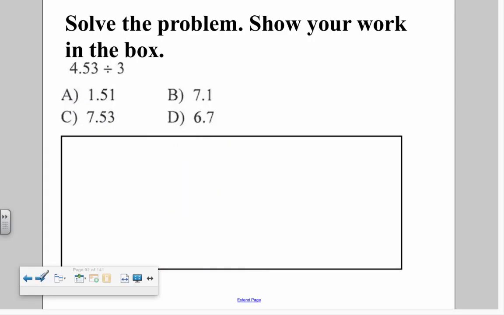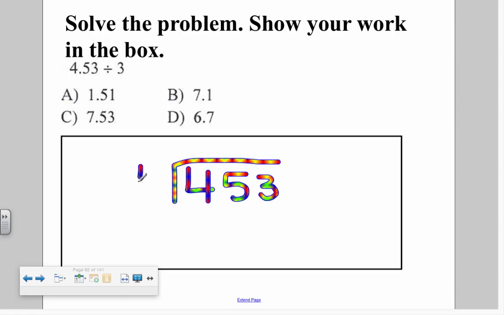How would I divide a decimal? I do the same thing. I forget that the decimal is there for a moment. And if you remember, my decimal is here. I forget it's there because it simply just jumps up. Now it's 453 divided by 3. If I would divide it out, the answer would be 151. But my decimal jumped up here, so the answer is 1.51.